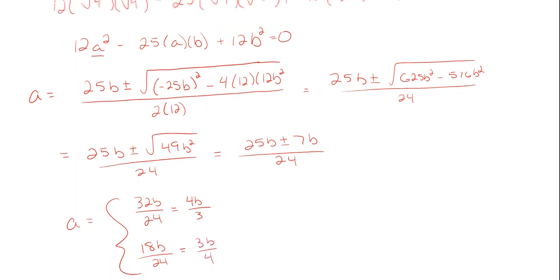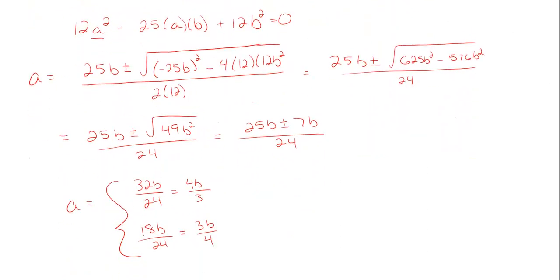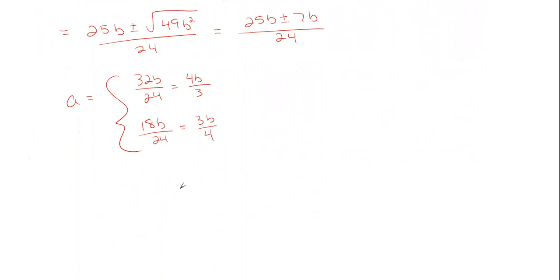Alrighty, well, a is going to be equal to the x root of 4, and we have two possible roots for a, so we're going to have to use each one of these to find possible values for x, because x could have two possible values since we have two possible values for a. So let's start with the first one. Let's go if a is equal to 4b over 3.